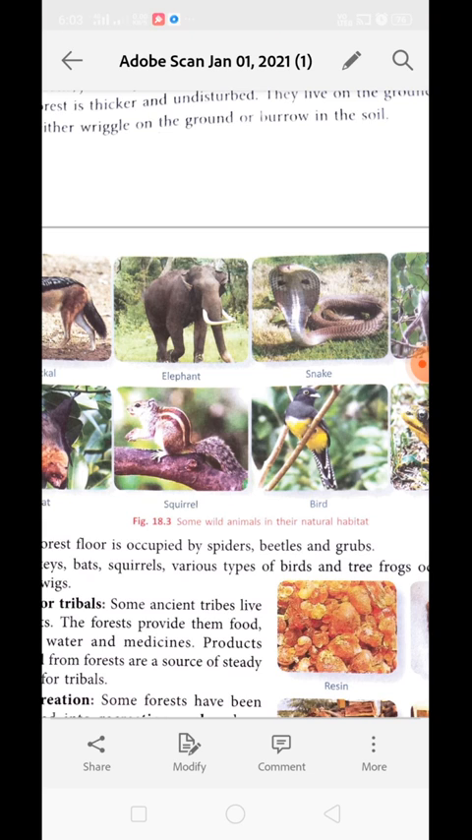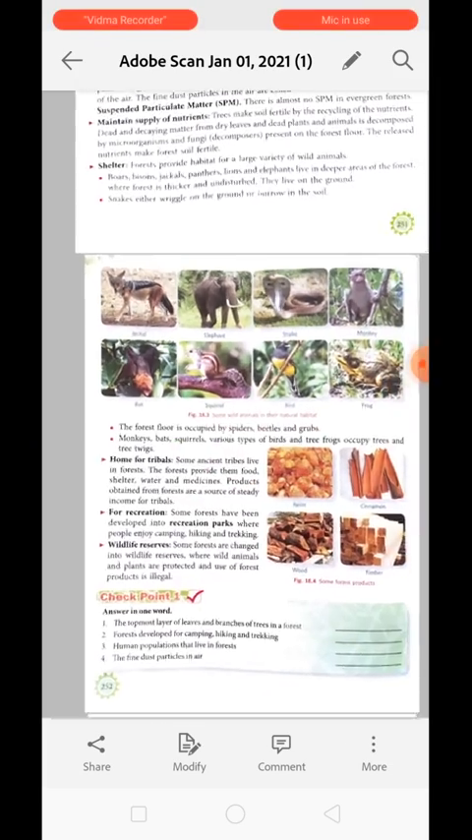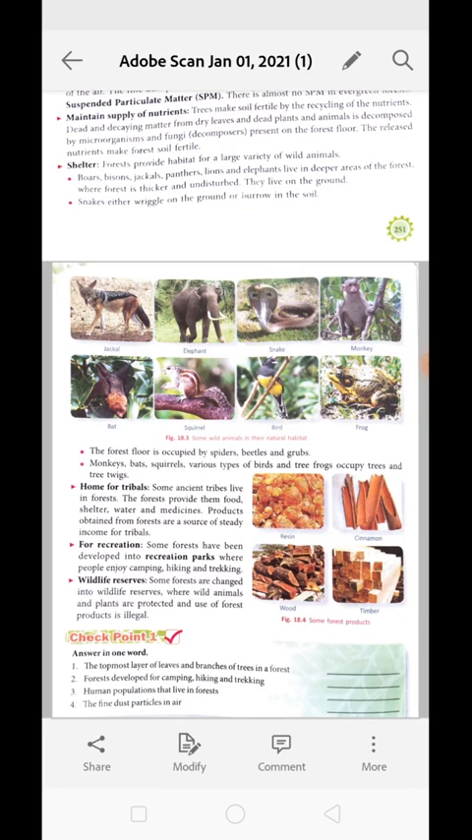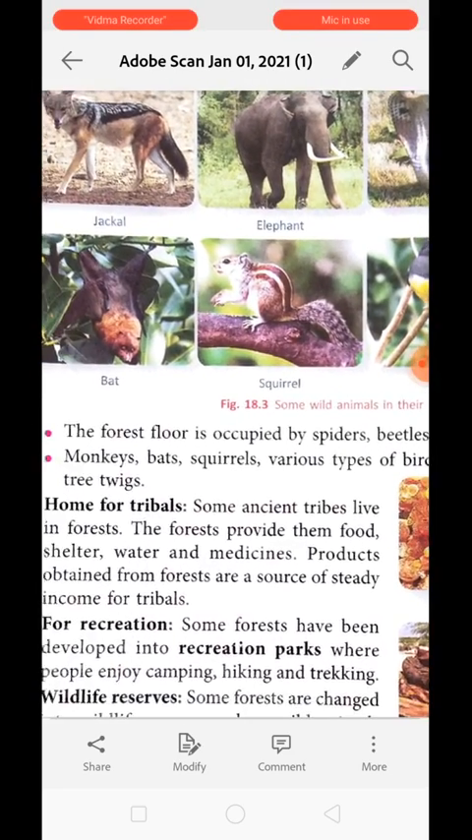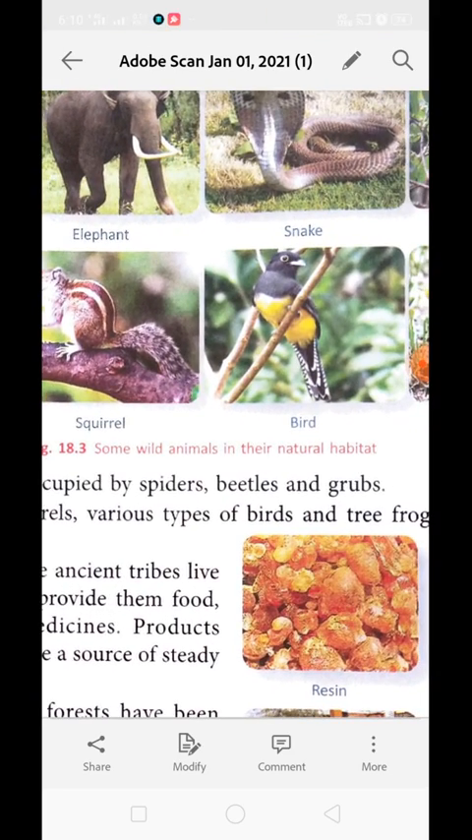all live in deeper areas of the forest where the forest is thicker and undisturbed. They live on the ground. Snakes either wriggle on the ground or burrow in the soil. Understood? This way the animals are living in the forest. Understood, class? Now, next, the forest floor is occupied by spiders, beetles and grubs, and monkeys, bats, squirrels and various types of birds like this. Okay, they are living on the tree branches or tree twigs, right?